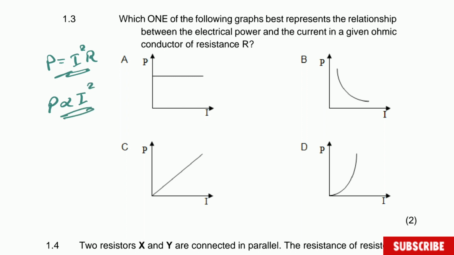All right, so it is not going to be a straight line. They are directly proportional, but not in a straight line because the current is squared. So the correct answer here is also going to be D. So let's go to question 1.4.